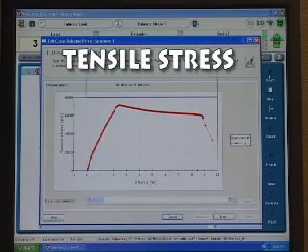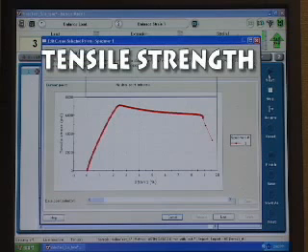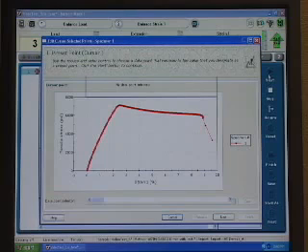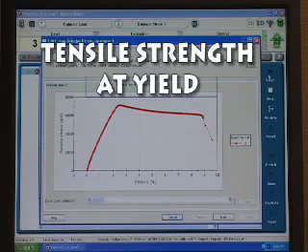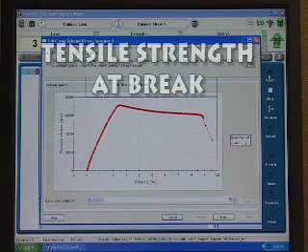Tensile stress. Tensile stress is the tensile load per unit area of minimal original cross-section within the gauge boundaries, carried by the test specimen at any given moment. Tensile strength is the maximum tensile stress sustained by the specimen during a tensile test. When the maximum stress occurs at the yield point, it shall be designated tensile strength at yield. When tensile strength occurs at the break, it is typically identified as tensile strength at break.